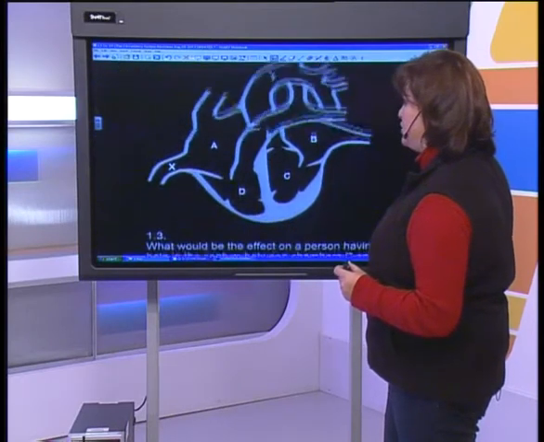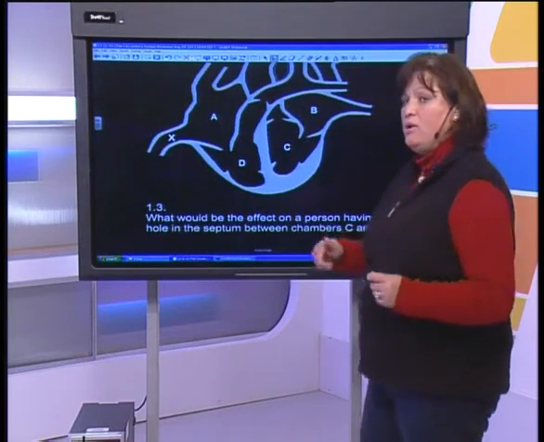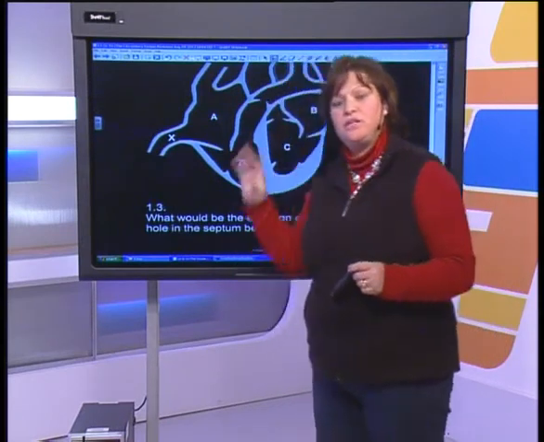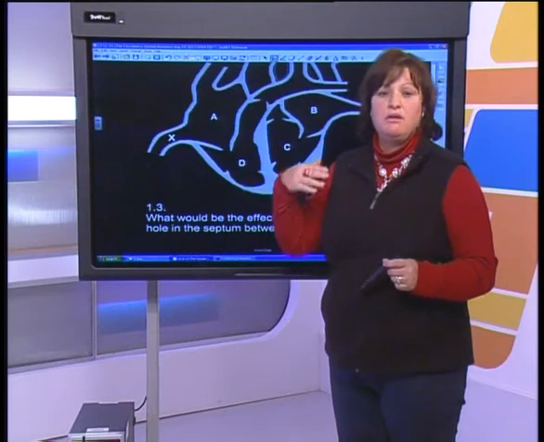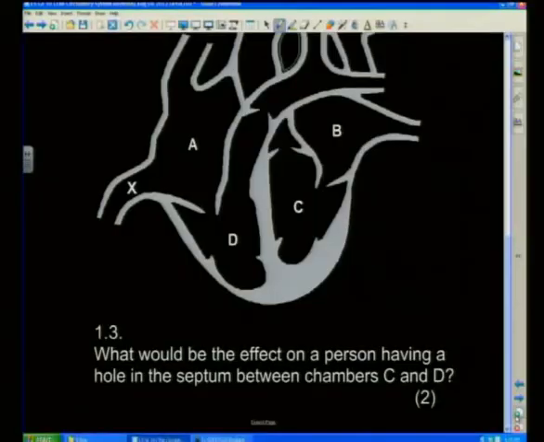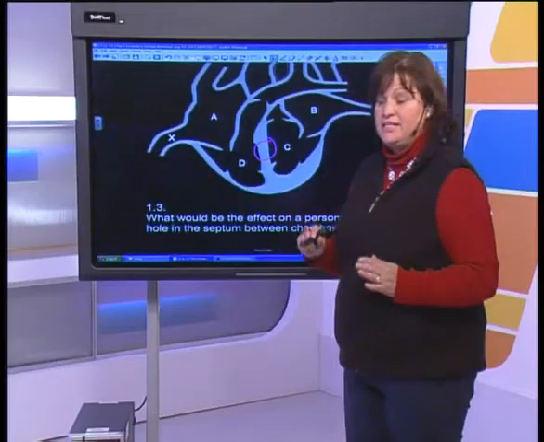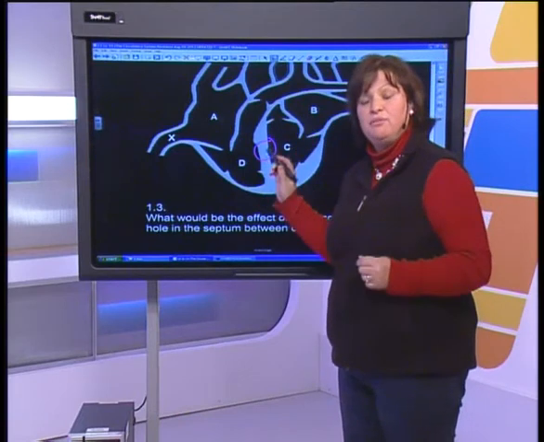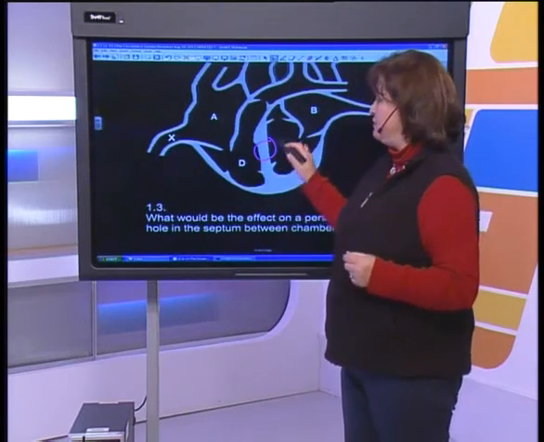Still with this question. Now, a little bit of an interpretive question. If you had a look at those two questions, you would have done theory work. Here again, they're giving you a scenario. What would be the effect on a person having a hole in the septum between chambers C and D? Remember, the septum divides the right side from the left. What will happen if there's a hole?